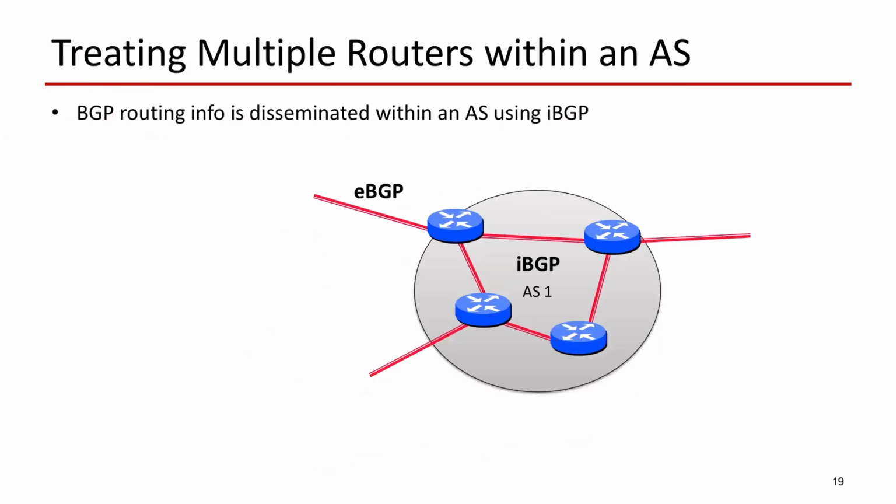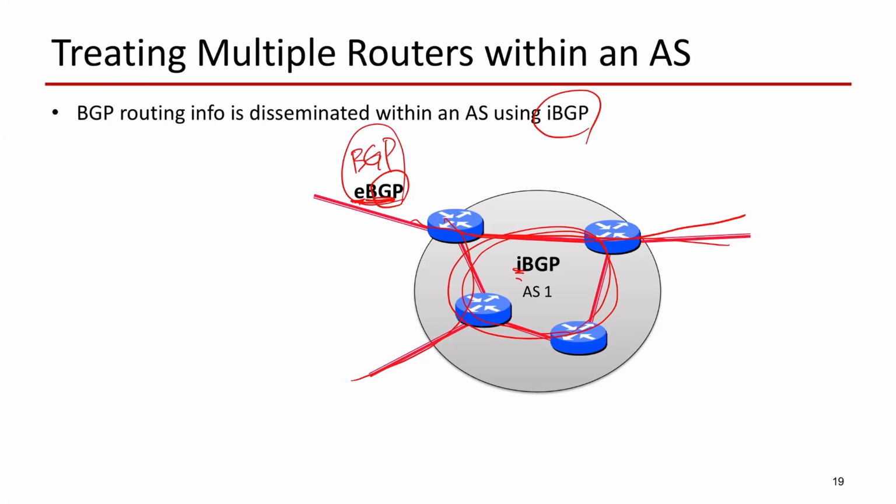Okay, so treating multiple routers within the ASs. We know BGP, and we distinguish between E and I, external and internal. How do we handle the external? That is eBGP to eBGP. How can it be handled internally? BGP routing information is disseminated within an AS using iBGP, a new concept. eBGP is what we learned about. In the AS I have multiple BGP routers, so how do they handle it within the AS?